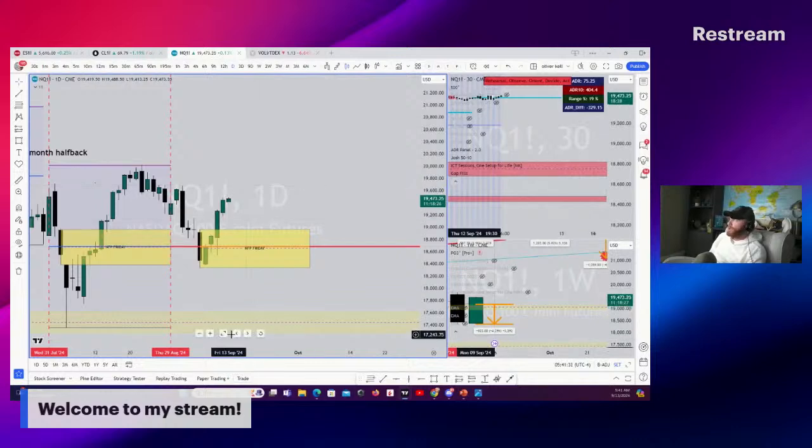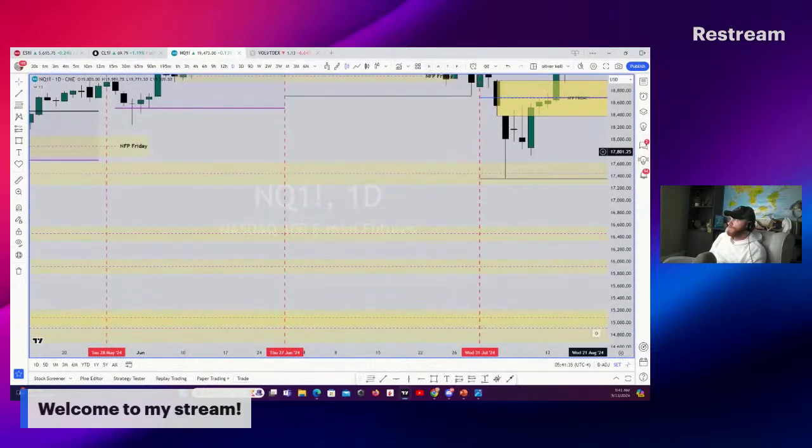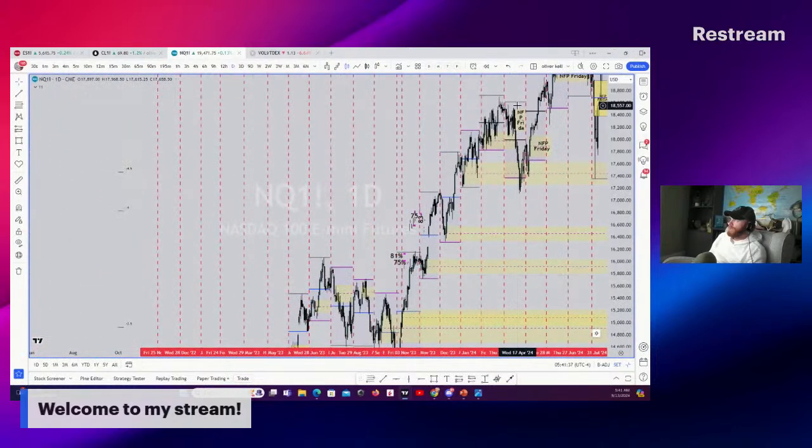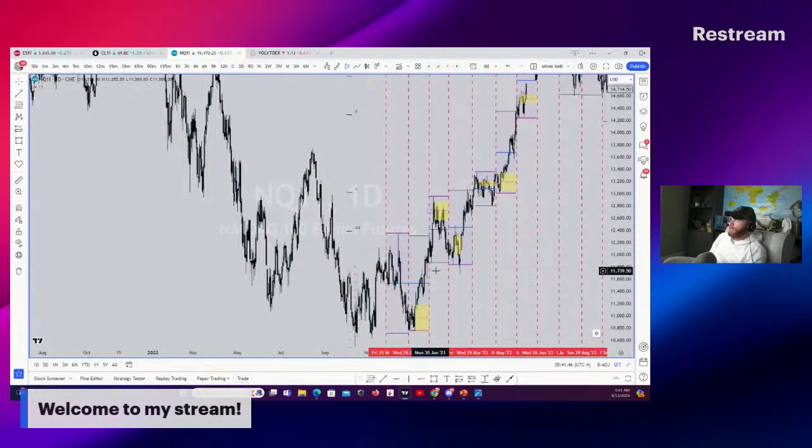These are the type of markets you guys have heard about, right? Where if you just throw money at it, you make money. It doesn't matter what you go long in, right? That is this kind of market.